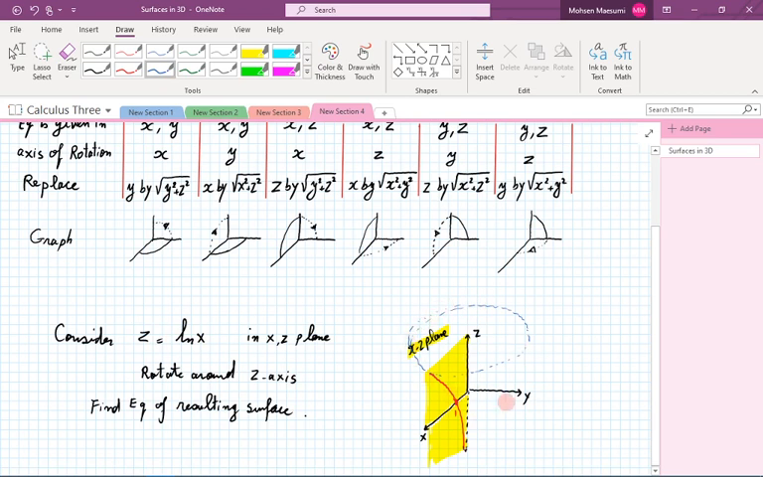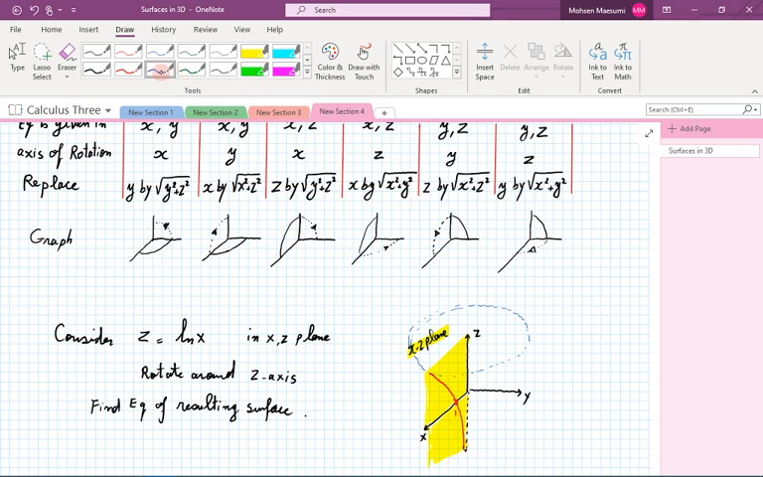Well, when you take this red thing and rotate it around, it looks like it's going to be kind of a funnel with an infinite tail going all the way down here and getting infinitely thin down there. So the question is, what is the equation of this?